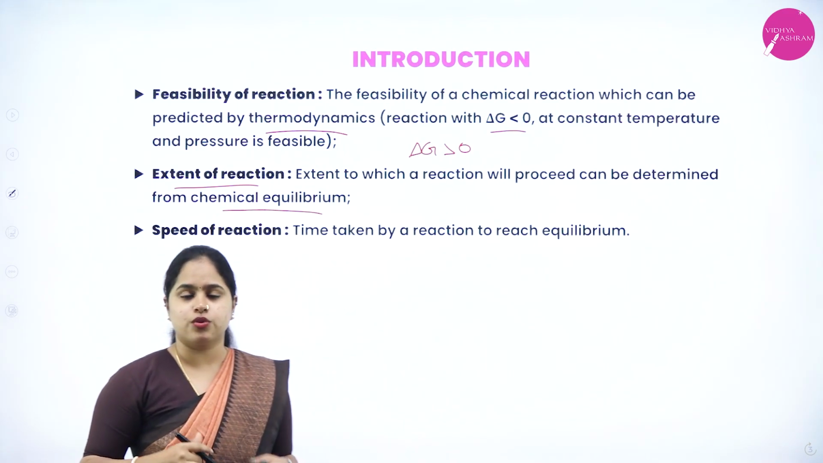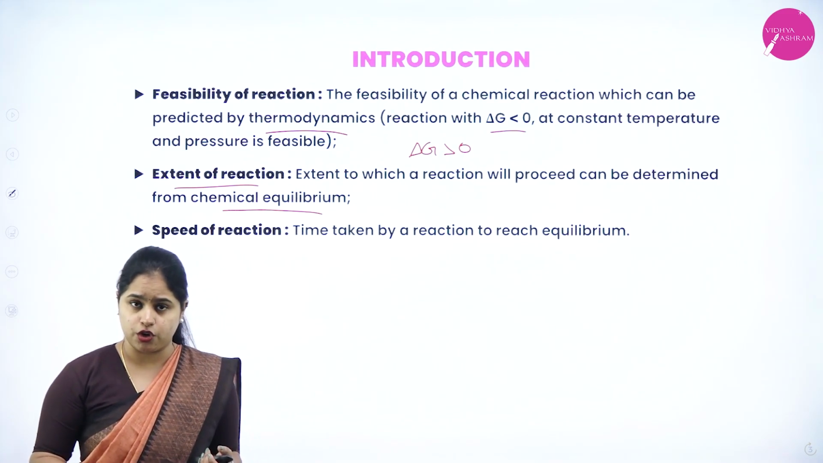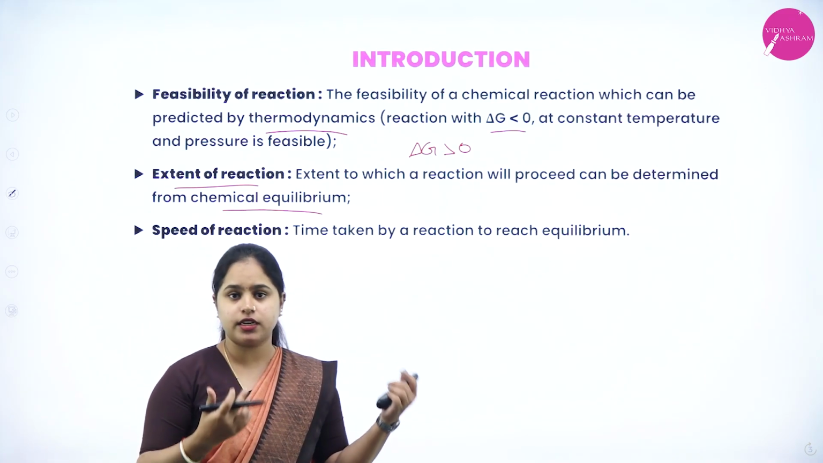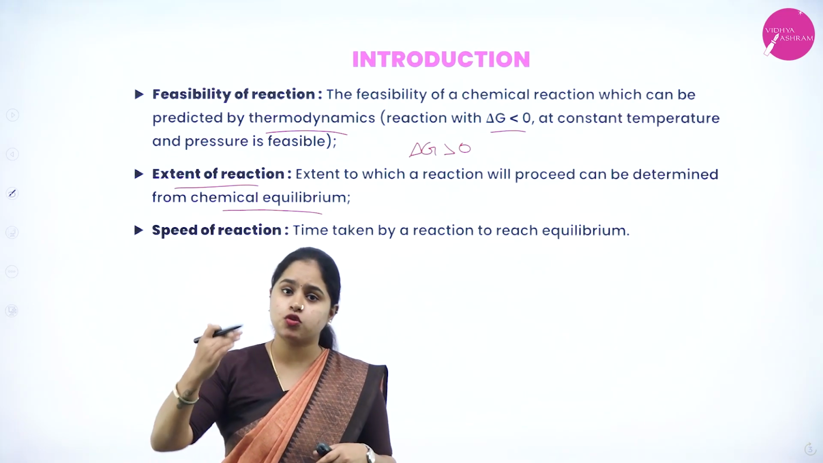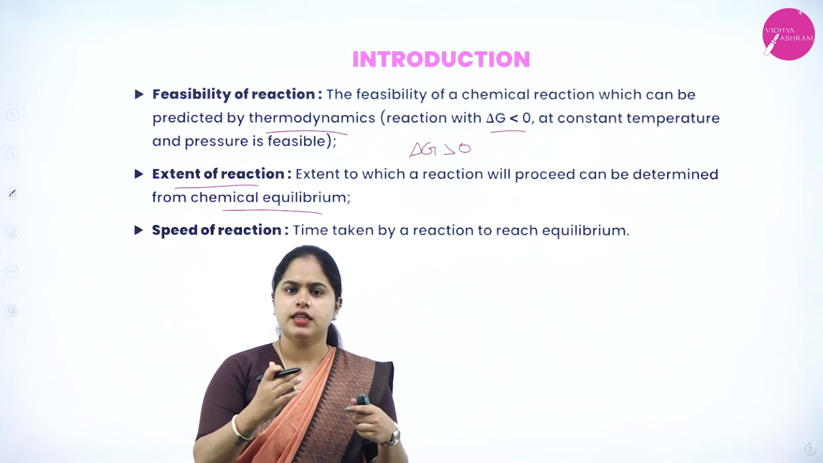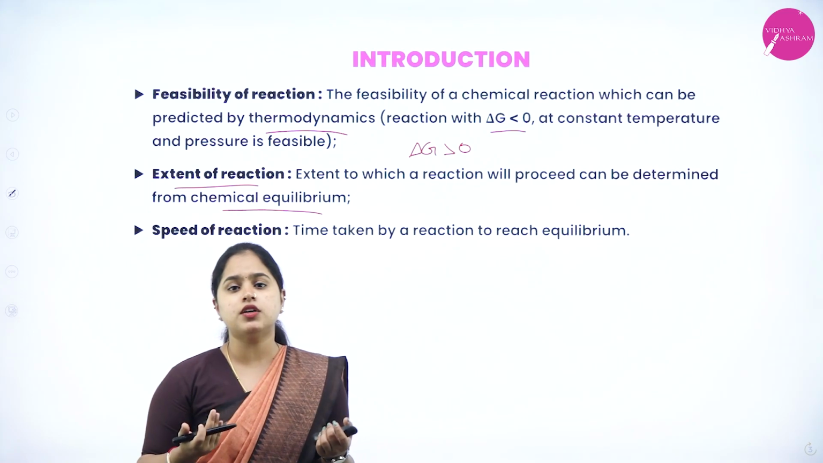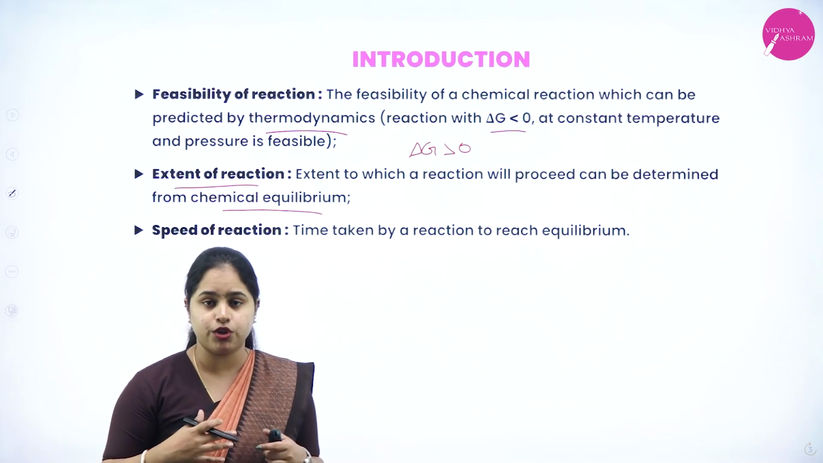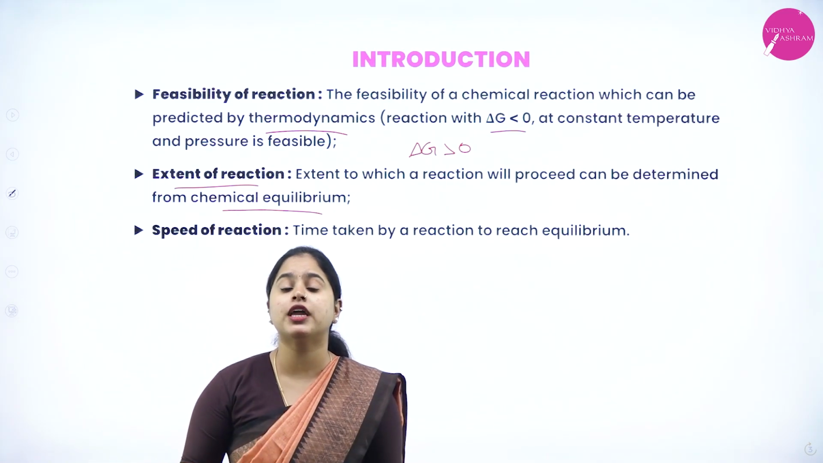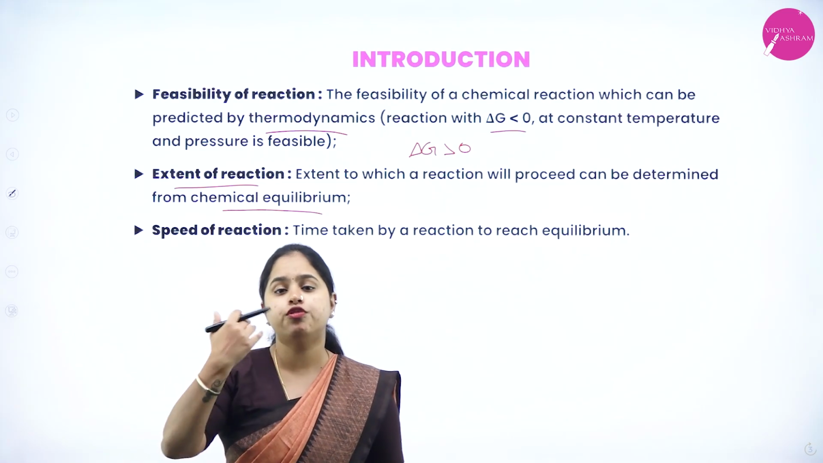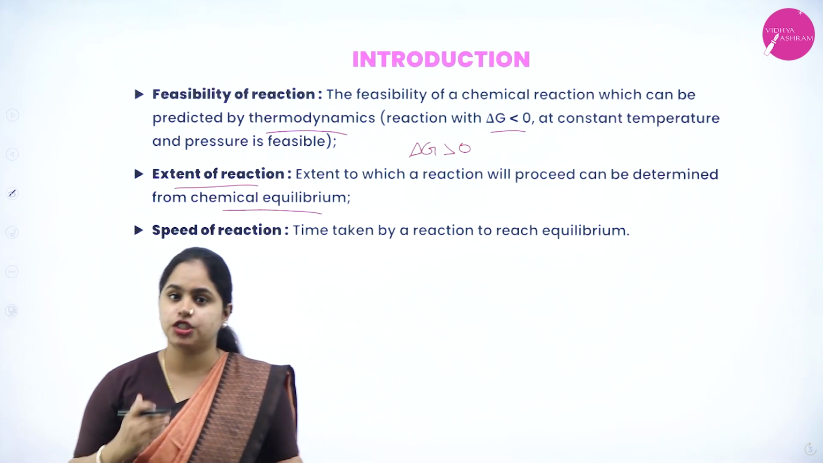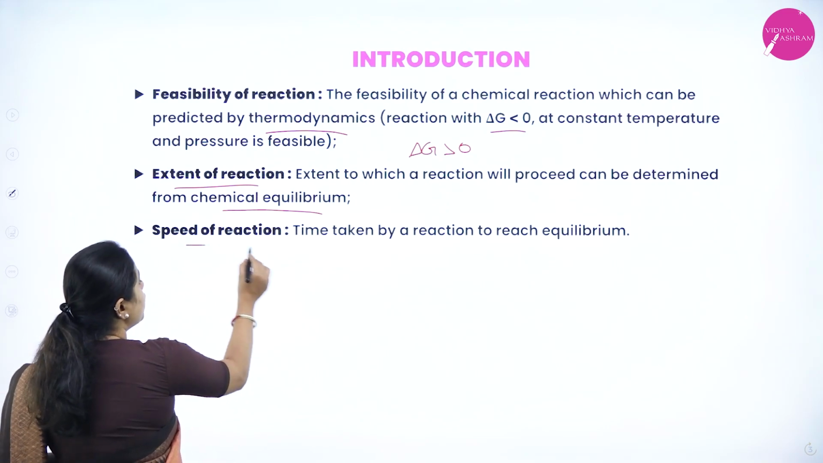So these two, that is whether a reaction will take place or not, whether it is feasible or not, and to what extent the reaction will take place, can be determined. Now, the third one and the important one that we are going to study in this chapter is the speed of the reaction. That means how fast or how slow the reaction will take place.